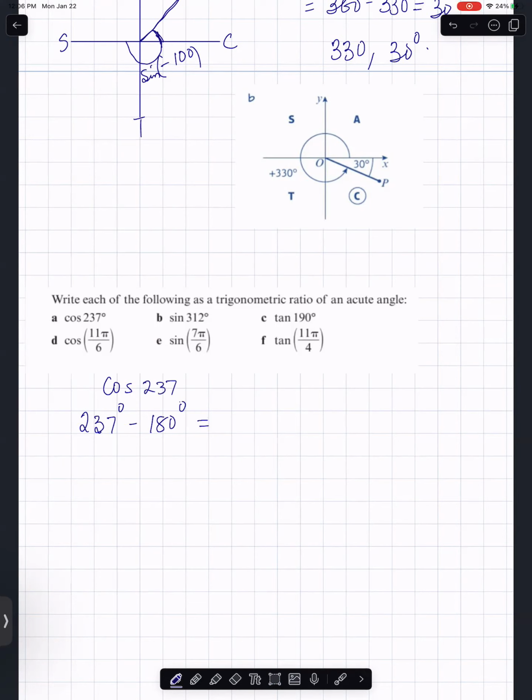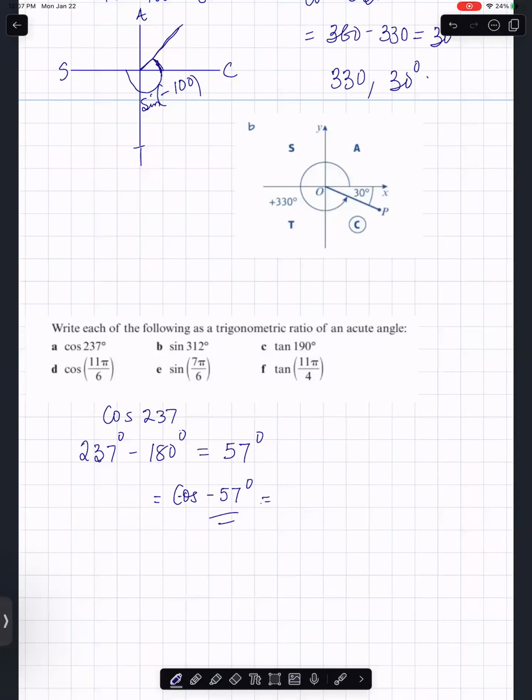So that gives us 57 degrees. So I will have minus cos 57 degrees as the acute angle form of my cos 237. So we've gotten that for cos 237. Please apply that to the other questions.